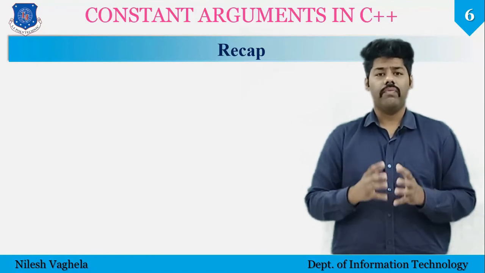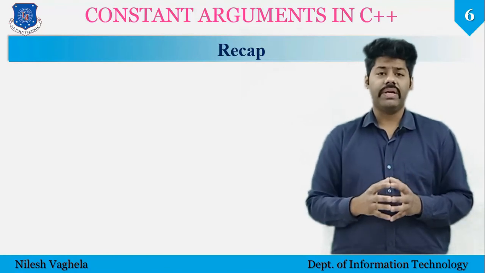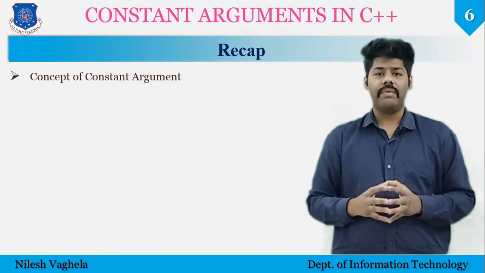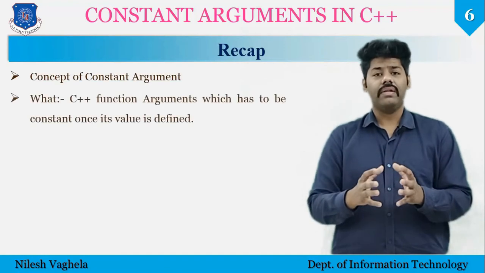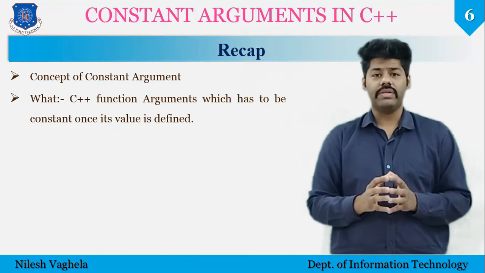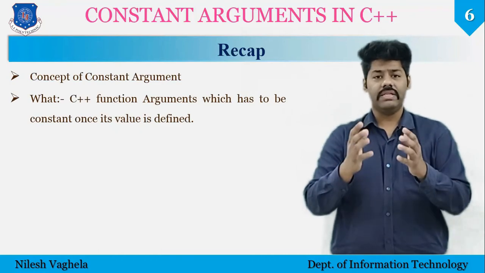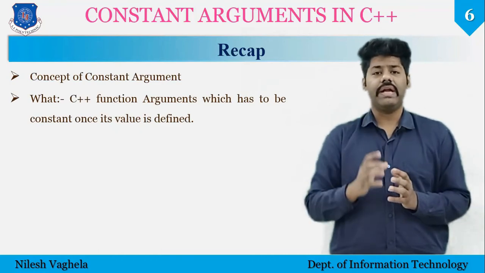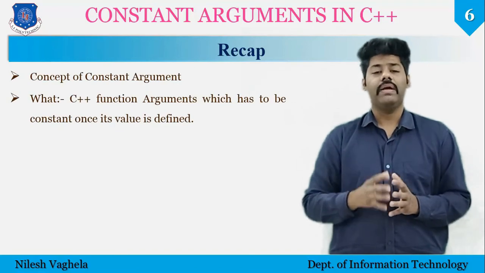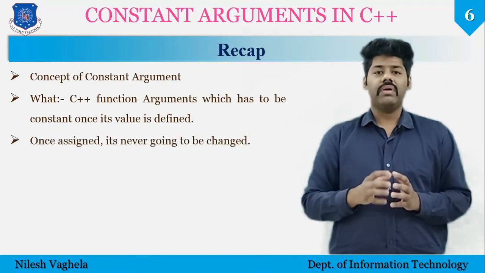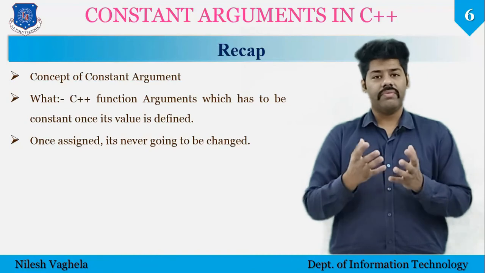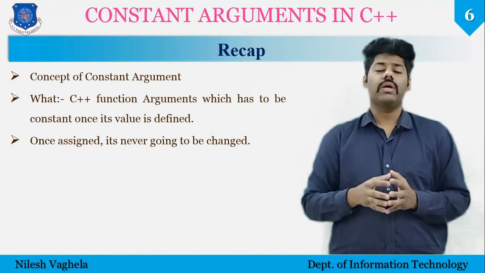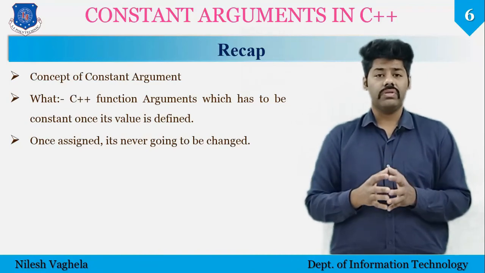Let's have a quick recap of what we have seen and understood in this topic of object-oriented programming. Constant arguments are arguments which have to be constant. Once the value is assigned, it will never be changed within that code block or anywhere in the program, because we have that local variable and we have made it constant. So that was the work of constant arguments.